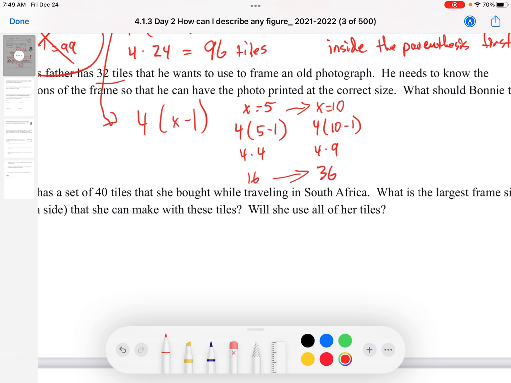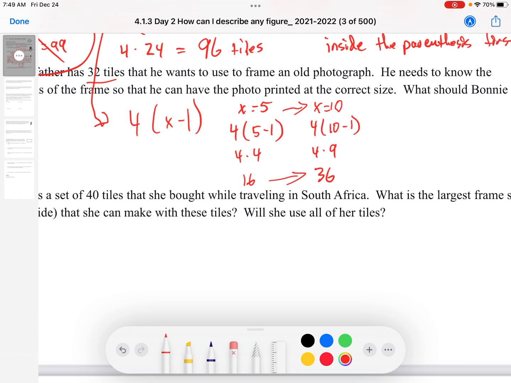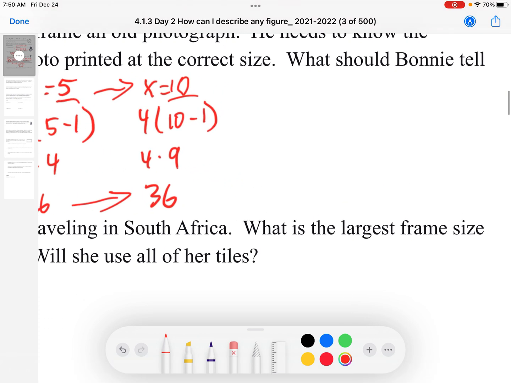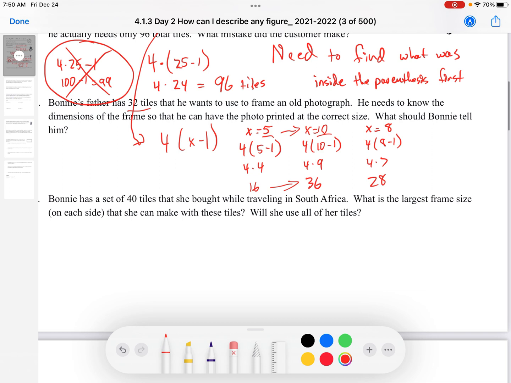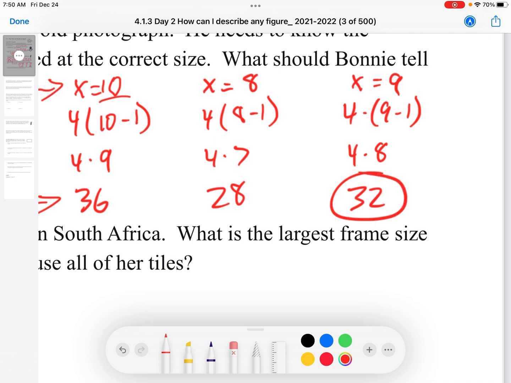Okay, let's try another number. We noticed that 5 is too small and 10 is too big. So let's try x equals 8. 4 times (8 minus 1), 4 times 7 is 28. All right, too small. Let's try 9. 4 times (9 minus 1), 4 times 8, 32. There we go.